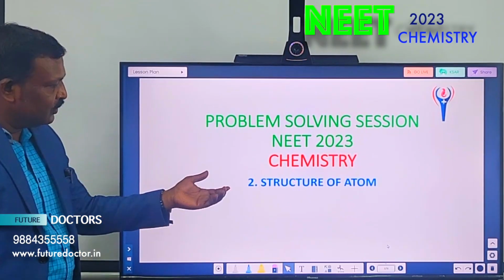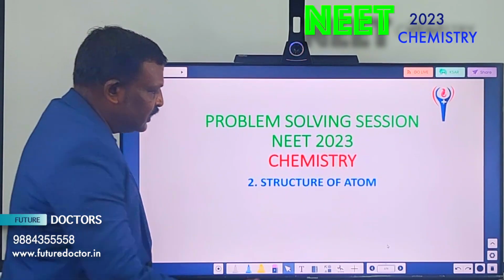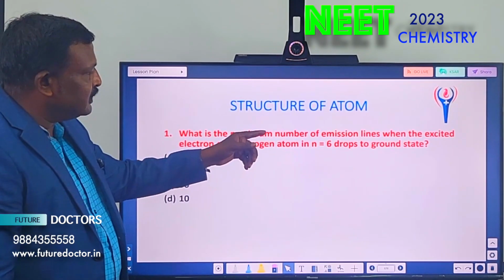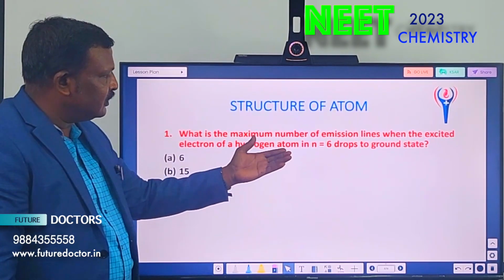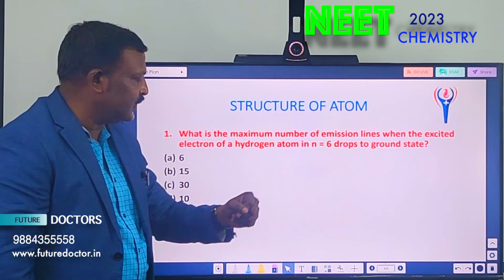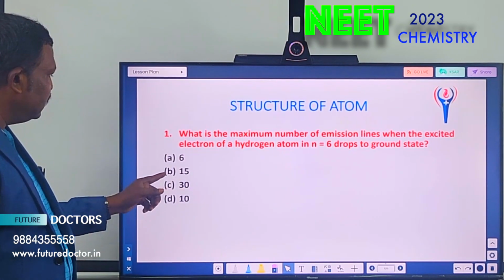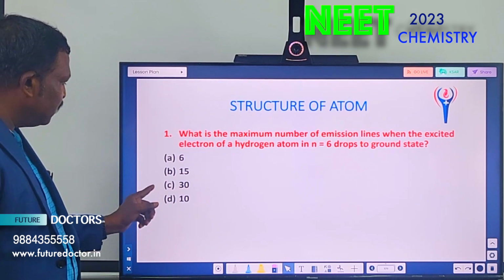Today I am going to give 7 problems in structure of atom. See the first question. What is the maximum number of emission lines when the excited electrons of hydrogen atom in n = 6 drops to ground state? Option A 6, B 15, option C 30, option D 10.